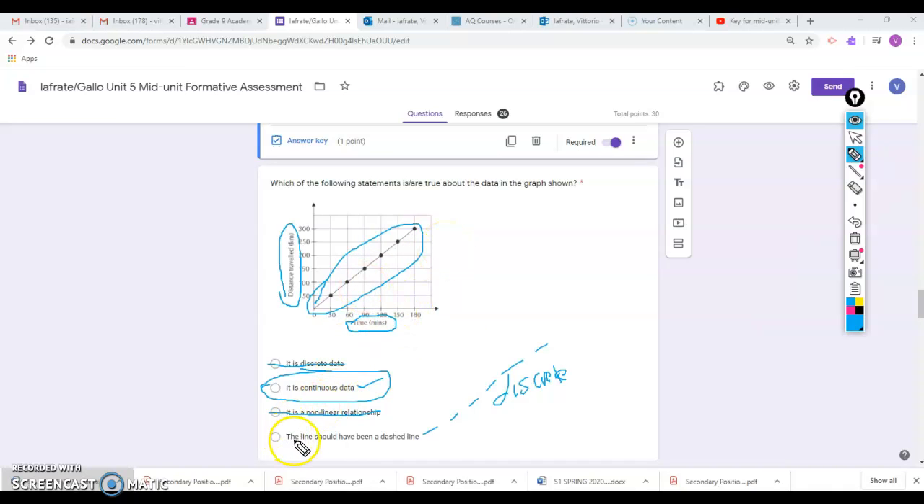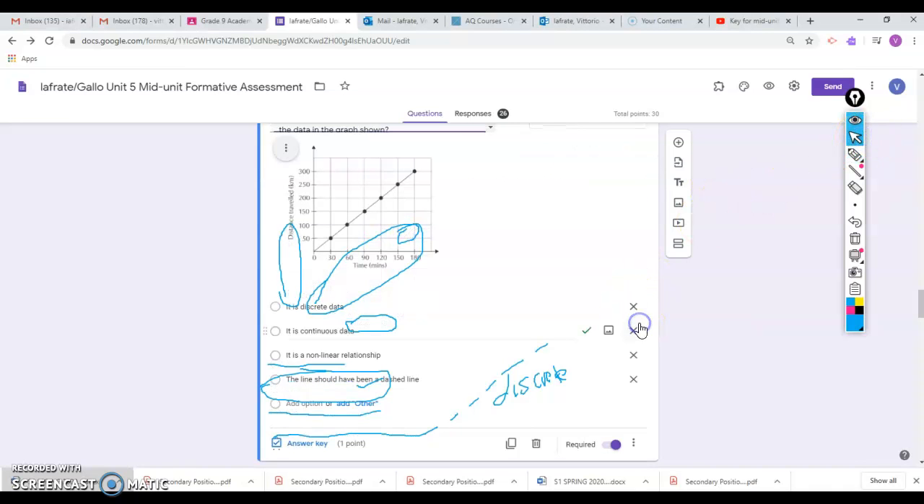There's no trick. The line should have been a dashed line. It's dashed if it's discrete, but it's continuous. So since it's continuous, you can make your solid line here. Let's see if that's correct. Continuous data, and that's all that was correct. Good.